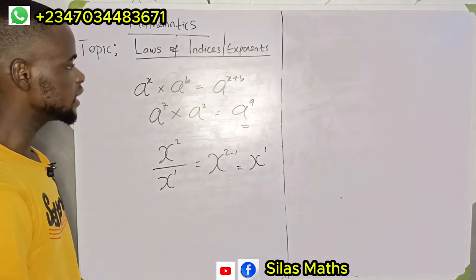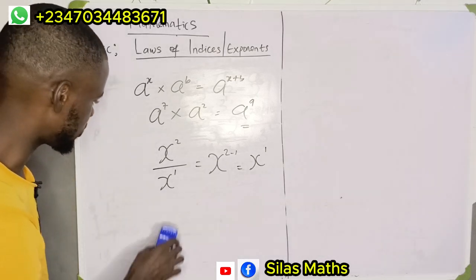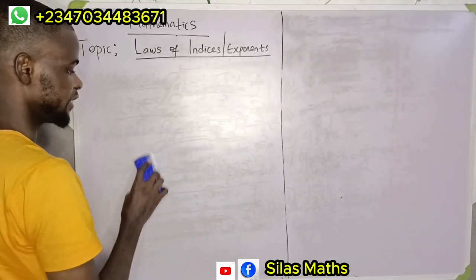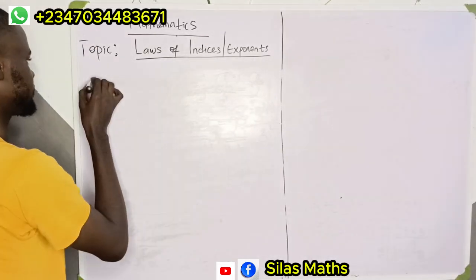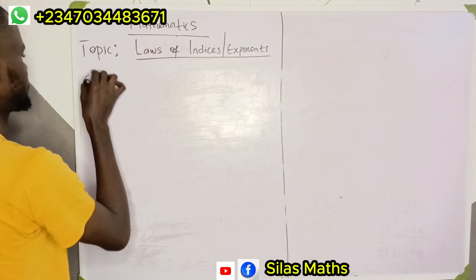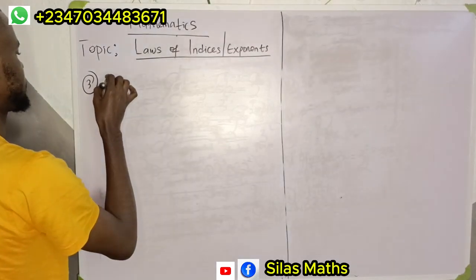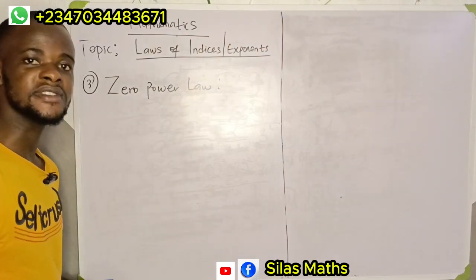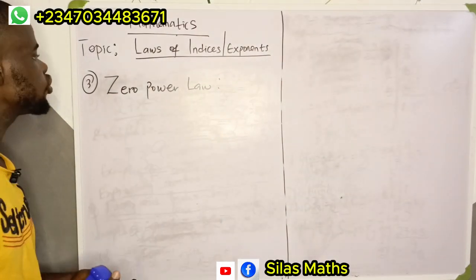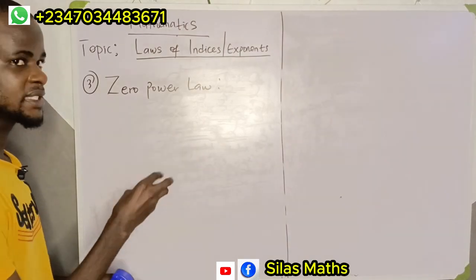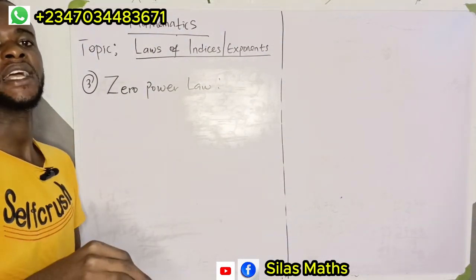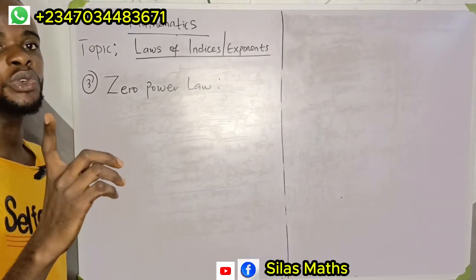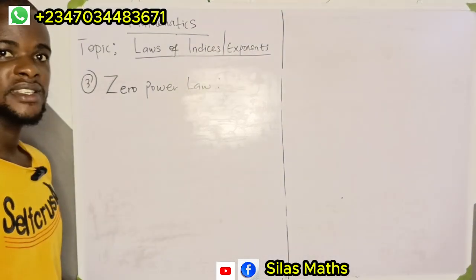All right. So in today's class, we are going to continue from where we stopped, and that is talking about the remaining law. Let's consider this law. Now let's talk about the zero power law. What does this law state? The law states that whenever a number or a variable is raised to the power 0, the value will give us 1.